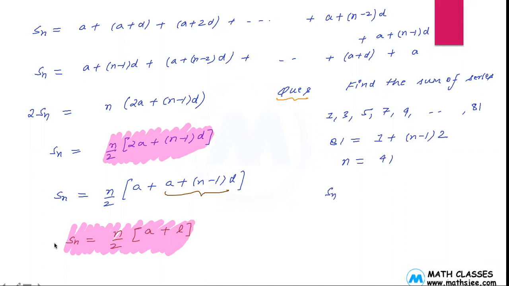So you can use this formula: 41 by 2 into (first term plus last term). This is 82. So again, this is 41 squared, that is 1681. All right, so this is how we can do it directly. We can substitute in the formula and find the answer for such questions.